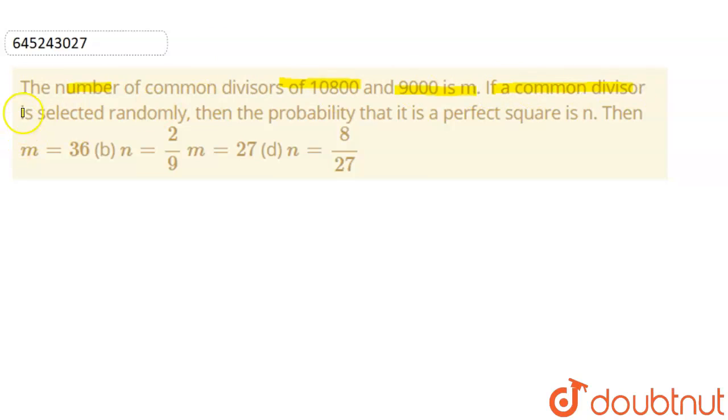Today our question is: the number of common divisors of 10,800 and 9,000 is m. If a common divisor is selected randomly, then the probability that it is a perfect square is n. Then there are four options.